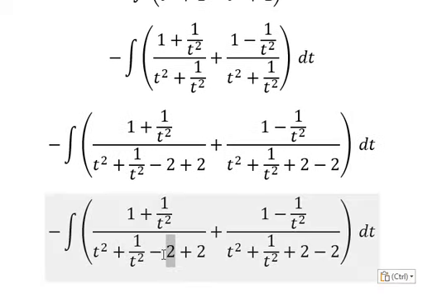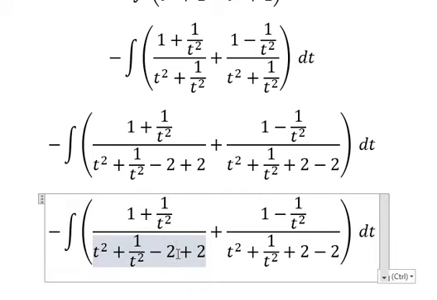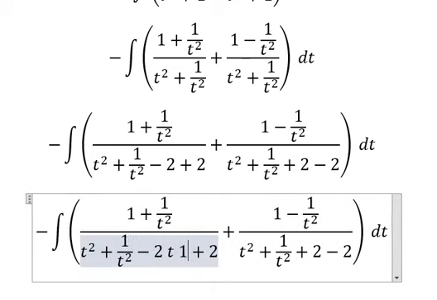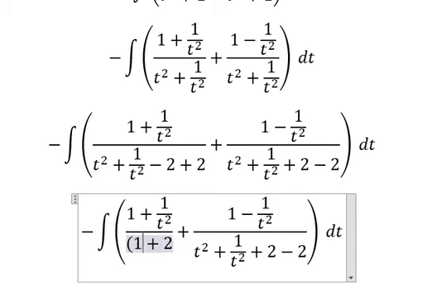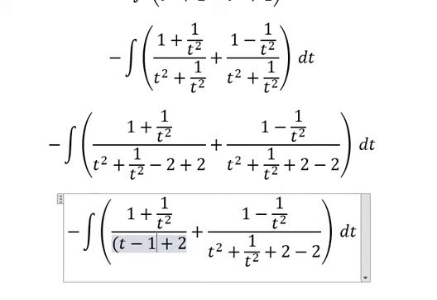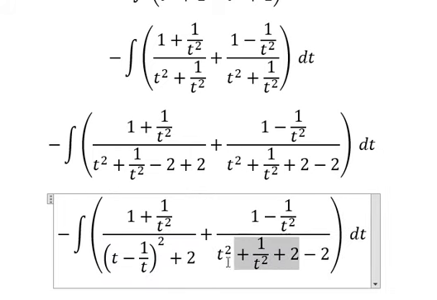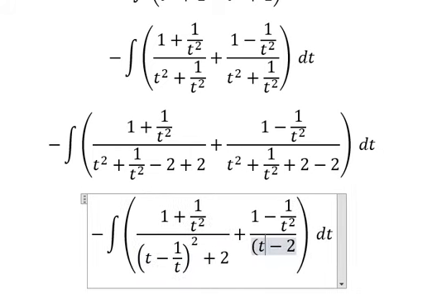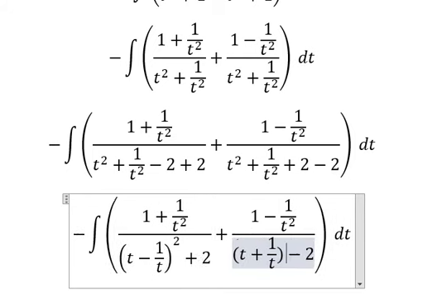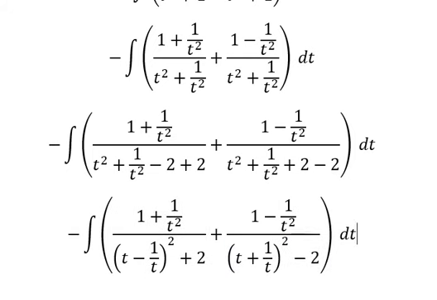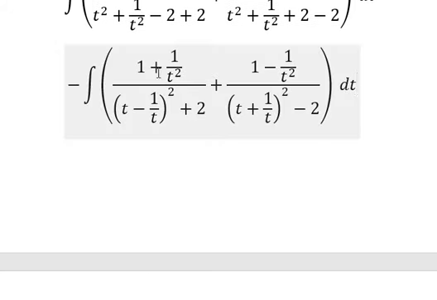So negative number 2, that is t multiplied by 1 over t, and we see that this is an identity. Similar for this one. Now I will concentrate on this one first.